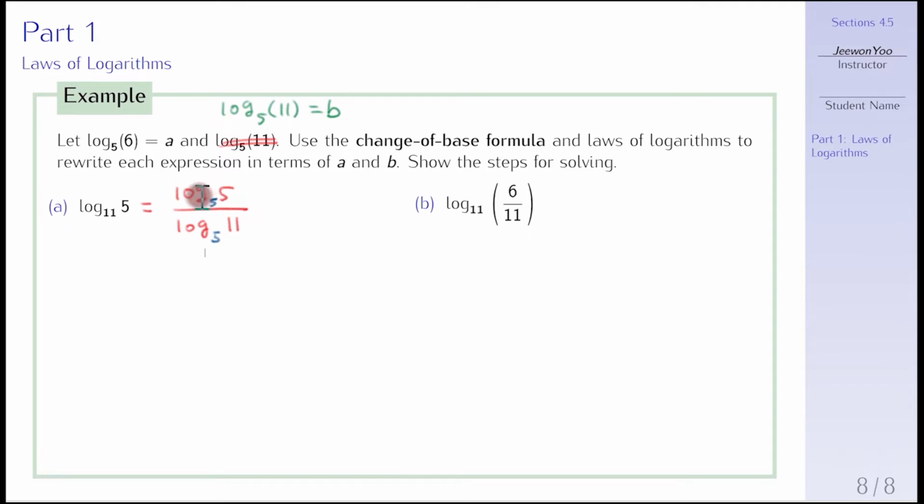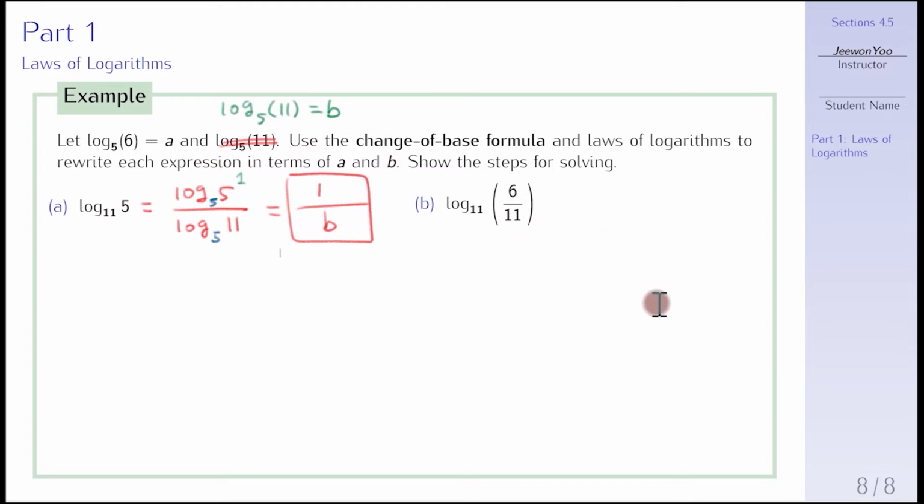Then we have good news. Using the cancellation law, log base 5 of 5, they cancel with each other. So the answer here becomes 1. The reason why it's 1 is because it's same as what? 5 to the power of 1. So the numerator is basically 1. And then the denominator is also good news because log base 5 of 11 is equal to b. We have successfully answered this in terms of b.